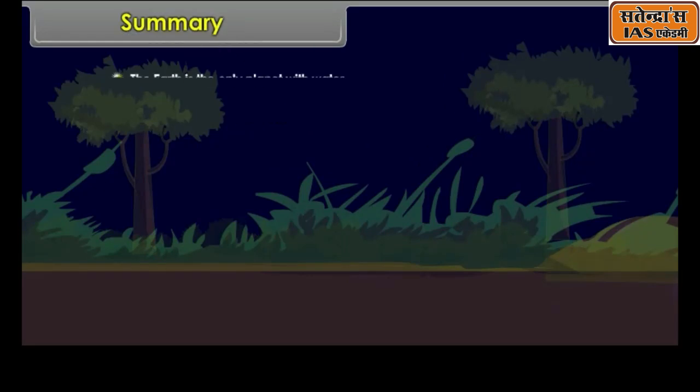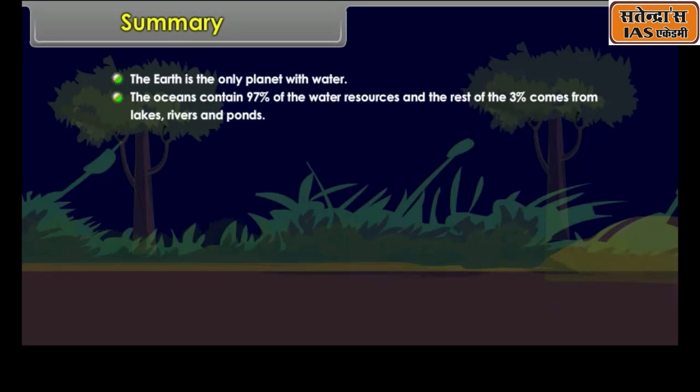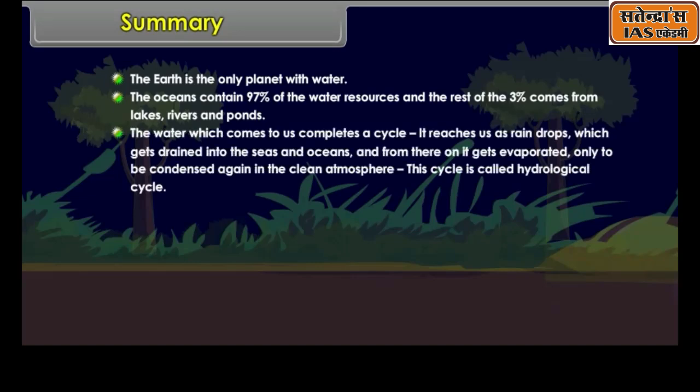Summary. The Earth is the only planet with water. The oceans contain 97% of the water resources, and the rest of the 3% comes from lakes, rivers and ponds. The water which comes to us completes a cycle. It reaches us as raindrops which get drained into the seas and oceans, and from there it gets evaporated only to be condensed again in the clean atmosphere. This cycle is called hydrological cycle.